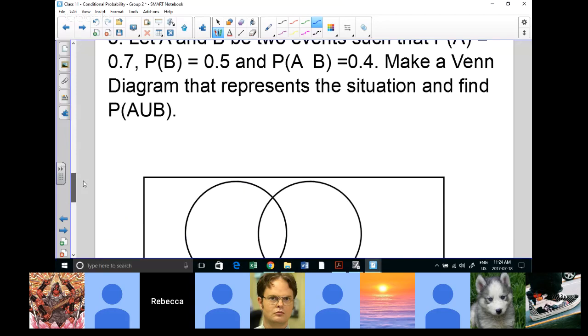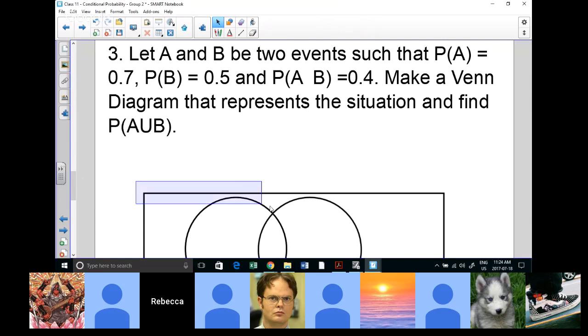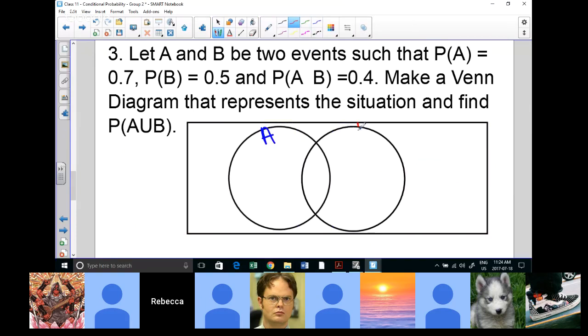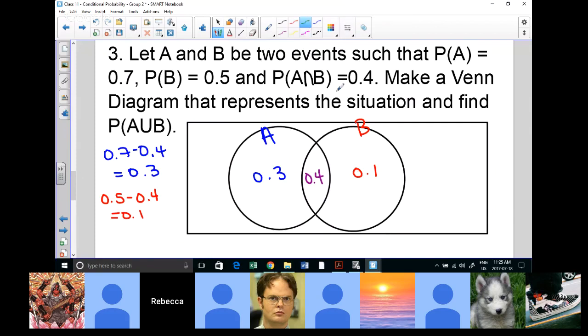We'll do number 3 quickly, okay? Number 3, we have event A and event B. We have the probability of their intersection is 0.4. We have that event A is 0.7. So if I take the 0.7 minus the 0.4, that gives me 0.3. And that's what we have on the outside of the intersection. I do the same thing for B, 0.5 minus 0.4, that gives me 0.1. That goes here. And to find what's on the outside, since it should add up to 1, I would do 1 minus 0.3 minus 0.4 minus 0.1. That gives me 0.2. That goes on the outside.